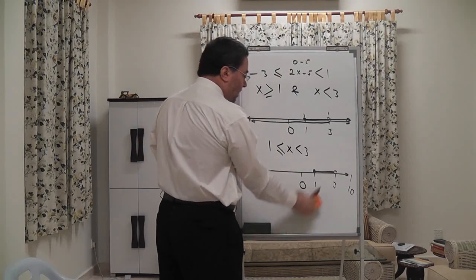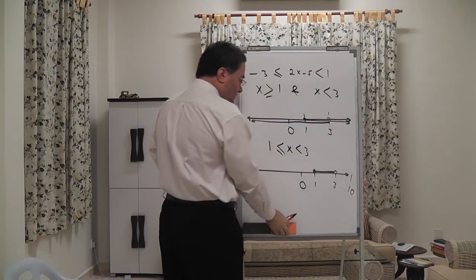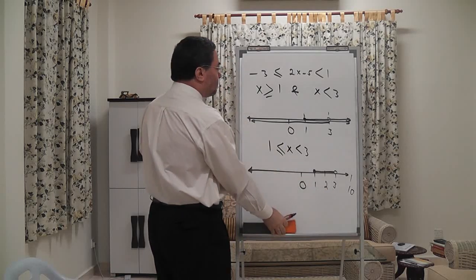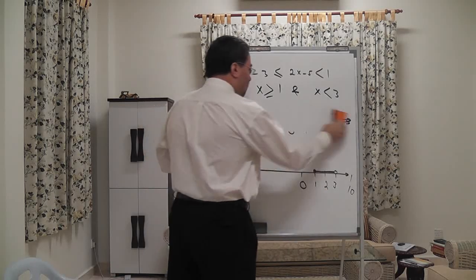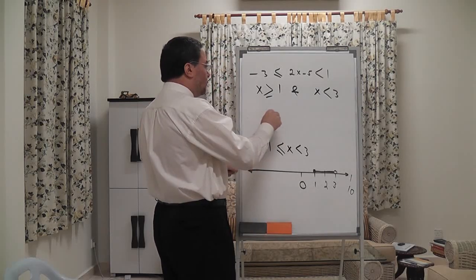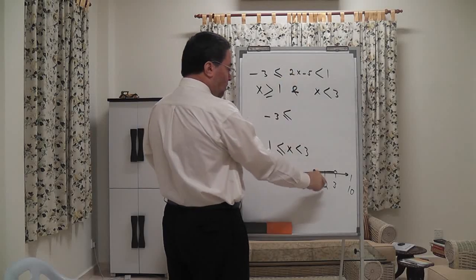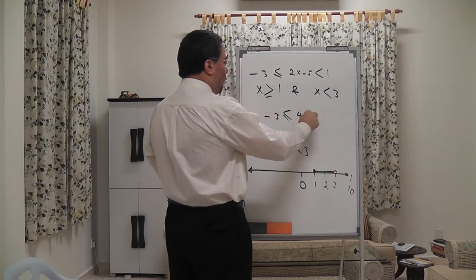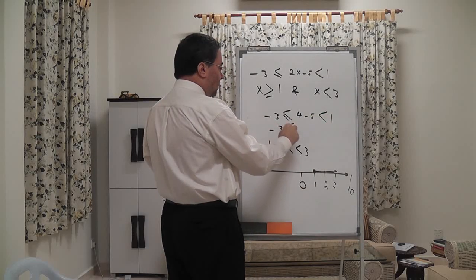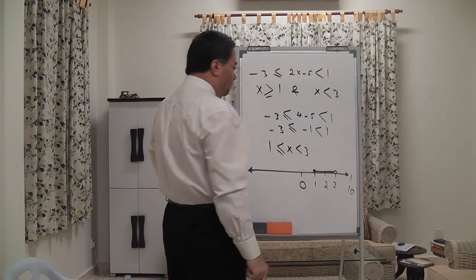And then we try a value in this region. The easiest value to try in this region is 2. So let's see what 2 is going to give us. Minus 3 less than or equal to 2 times 2, that's 4, minus 5, less than 1. Minus 3 less than or equal to minus 1, less than 1.